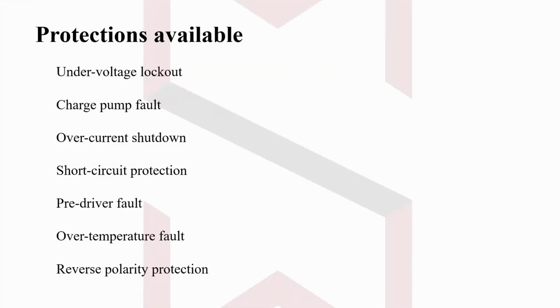There are a lot of protections available in the design. Undervoltage lockout. When the input voltage goes below 6 volt, the H-bridge controller will disable its operation and it will indicate through the fault indicator LEDs. Charge pump fault, overcurrent shutdown, short circuit protection, pre-driver fault, over temperature fault, and finally reverse polarity protection, which we added externally.